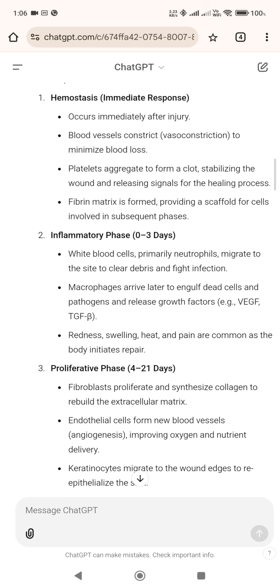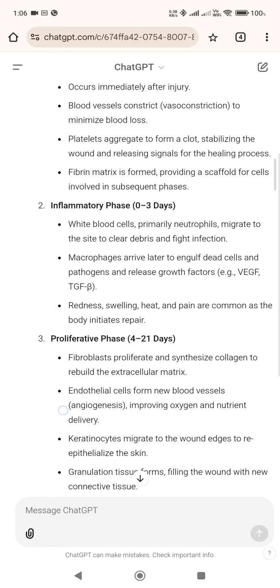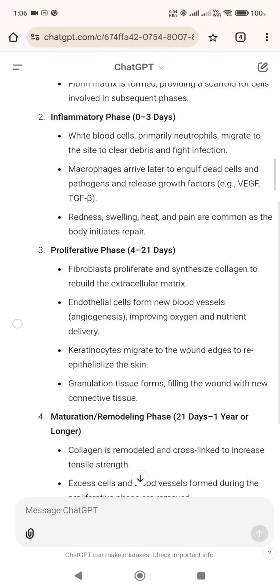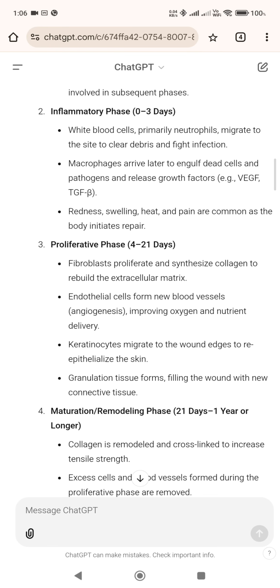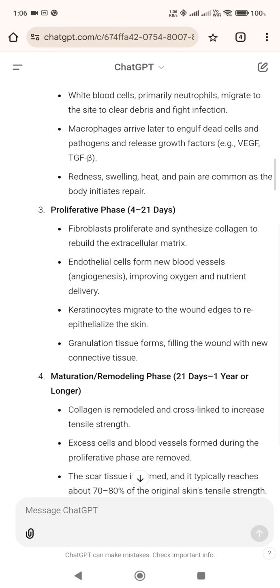2. Inflammatory phase, 0 to 3 days. White blood cells, primarily neutrophils, migrate to the site to clear debris and fight infection. Macrophages arrive later to engulf dead cells and pathogens and release growth factors, e.g., TGF-beta. Redness, swelling, heat, and pain are common as the body initiates repair.